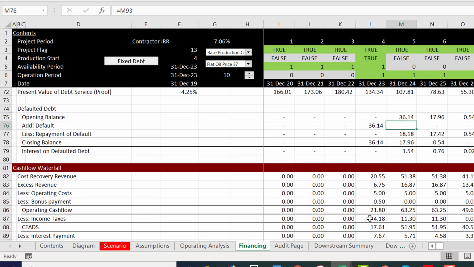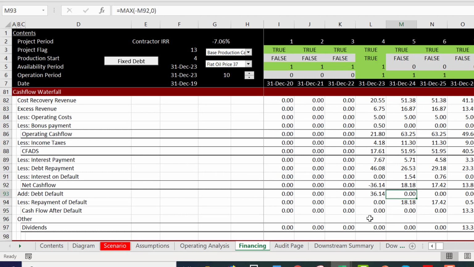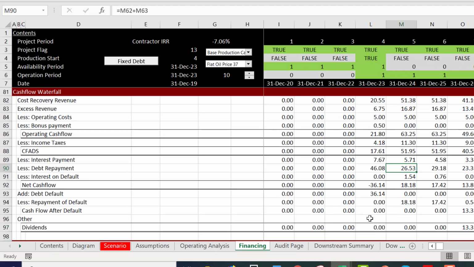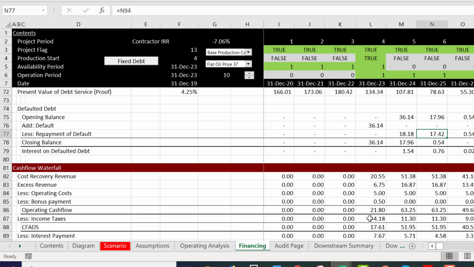So what you do is these default and repayment of default come downstairs from the cash flow waterfall, and then you don't forget to put the interest, by the way, on the defaulted debt in there. That's somewhere here. Okay, good. And then this repayment has to be a max and a min, because once you have repaid the total default up here, then you're finished. And then once you have that default balance, which is how much is the opening balance and all that, you add that to the closing balance of the debt.